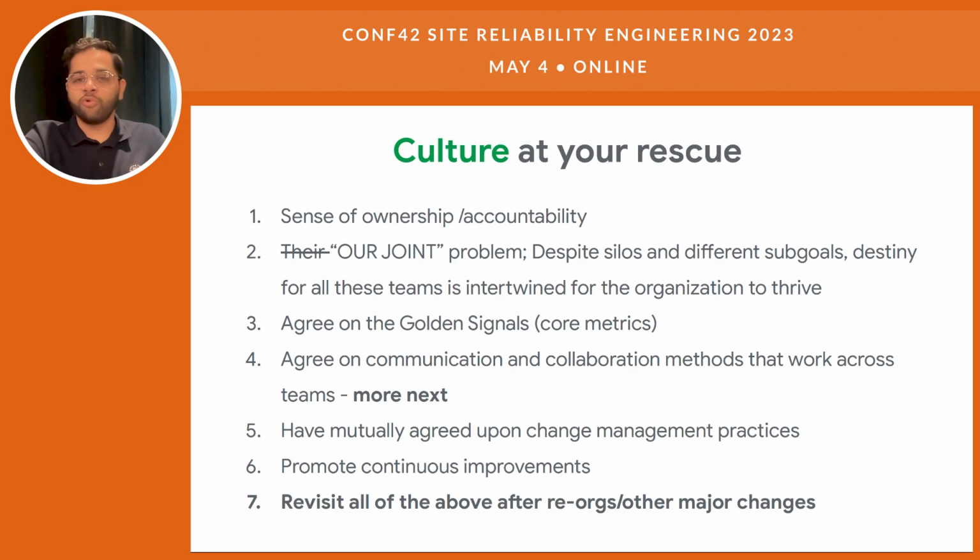Firstly, a sense of ownership and accountability is required from each party. They need to see this as a joint problem rather than my problem, your problem, or not my problem. It has to be seen as a joint problem, because even if they have different sub-goals, if individually they succeed but as an organization they fail, that will be a bigger failure. So sense of ownership is the most important one.